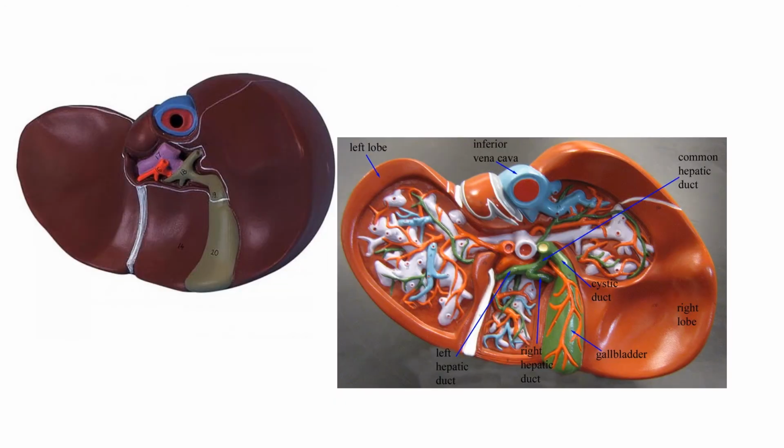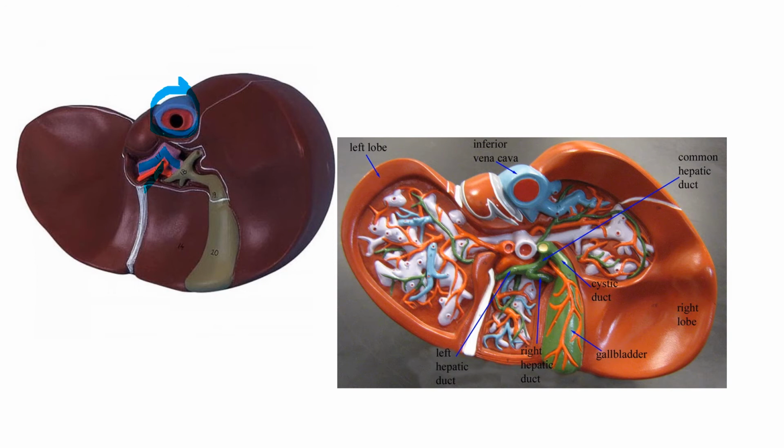Another perspective, a different liver model. This is your inferior vena cava. This is your hepatic artery traveling right next to, in purple, your hepatic portal vein coming into the liver through an entrance called the porta hepatis.